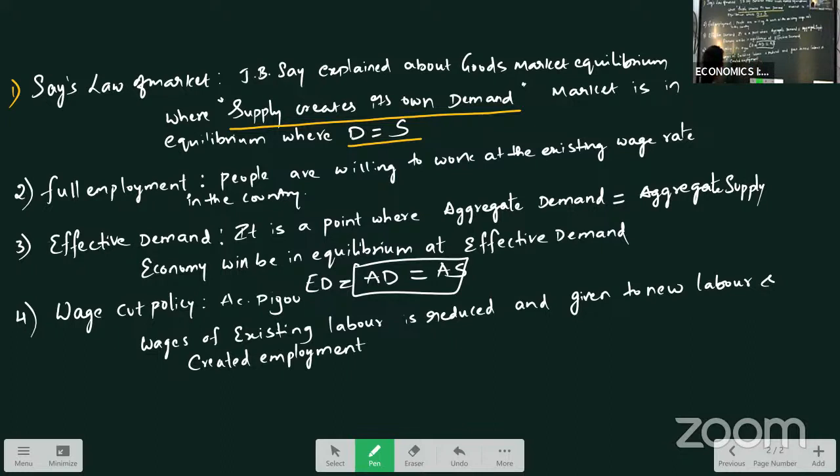So what is the wage cut policy? Reduce the wages of existing labor and give that amount to the new labor so that employment is created in the country. This was suggested to create new employment to attain labor market equilibrium. To attain equilibrium in the labor market, wages of existing labor should be reduced, new jobs will be created, and these wages will be given to them. This concept was explained by A.C. Pigou. So that is called wage cut policy.